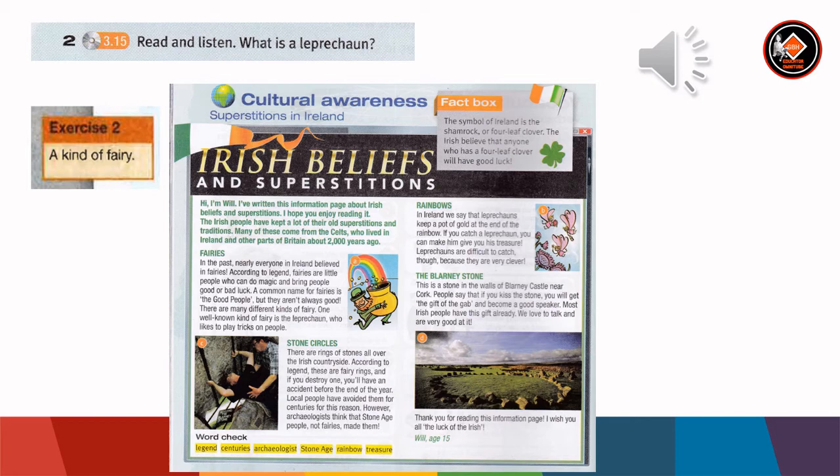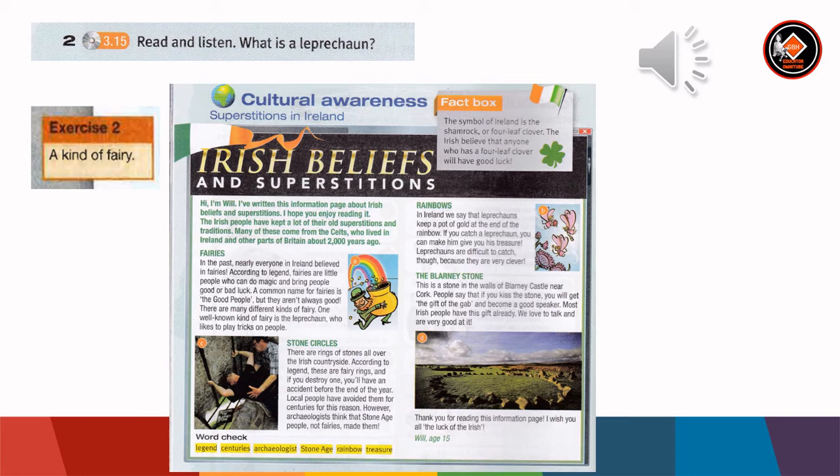Stone circles. There are rings of stones all over the Irish countryside. According to legend, these are fairy rings, and if you destroy one, you'll have an accident before the end of the year. Local people have avoided them for centuries for this reason. However, archaeologists think that Stone Age people, not fairies, made them. Rainbows. In Ireland, we say that leprechauns keep a pot of gold at the end of the rainbow. If you catch a leprechaun, you can make him give you his treasure. Leprechauns are difficult to catch though, because they are very clever.